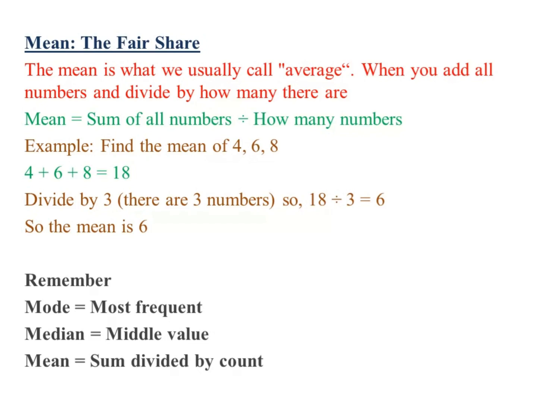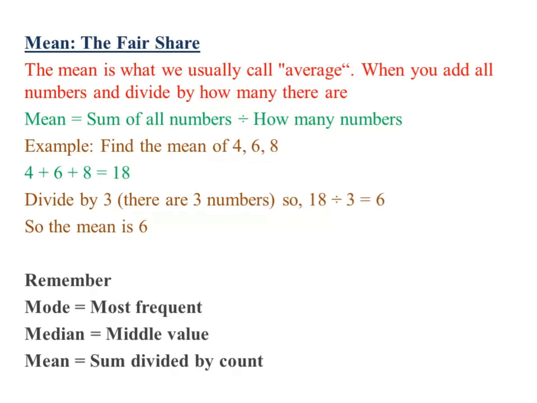Let's take a look at the given example. The number set is 4, 6, 8, and the sum of the number set is 18. Since there are three numbers, the average of the number set becomes 6. Basically, the mean is 6 for this number set.